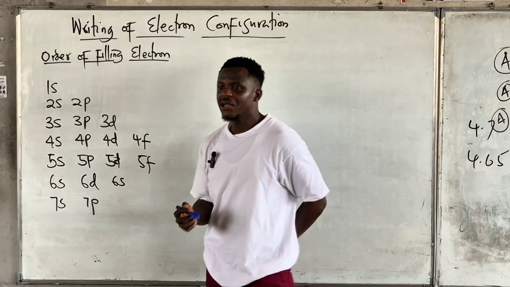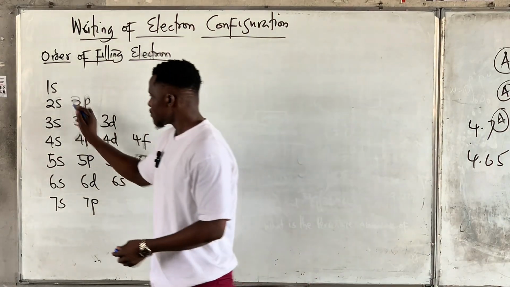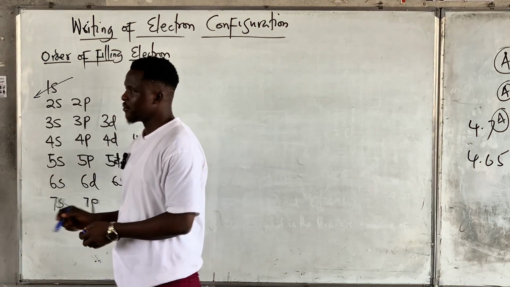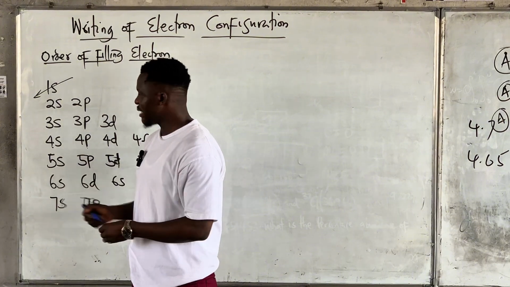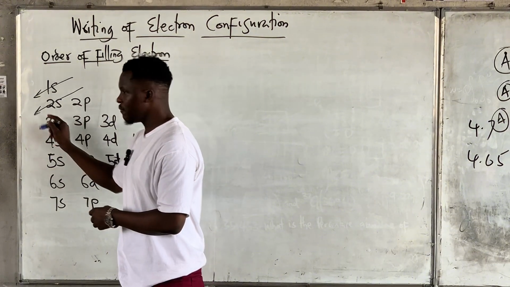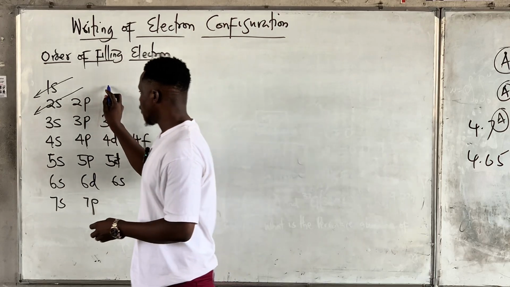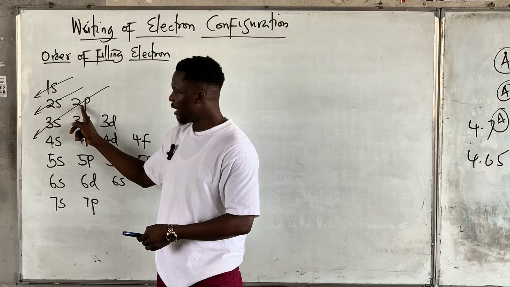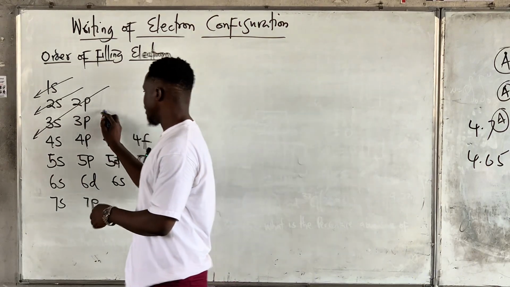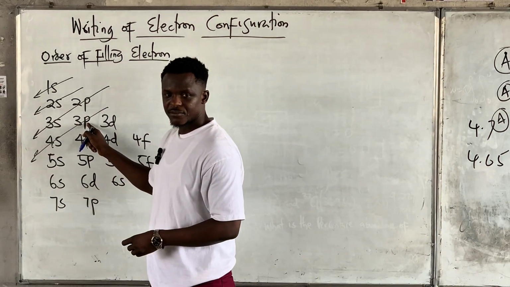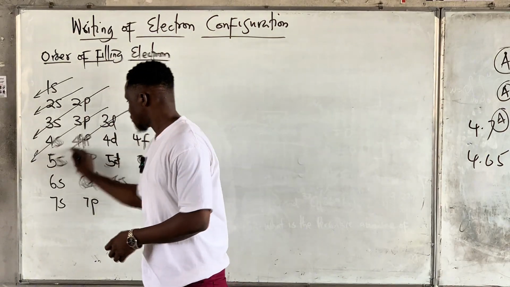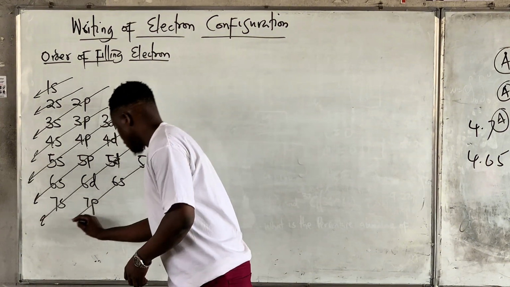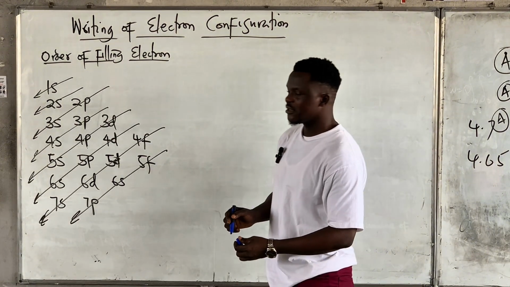Is it not so? Now, how do you write electronic configuration? If you want to fill electrons, how do you fill them? Like this. You take the s first. After this, you move down to 2s. From 2s, you go down to 2p. After 2p is what? 3s. After 3s is what? 3p and what? So that's the order of writing electronic configuration.